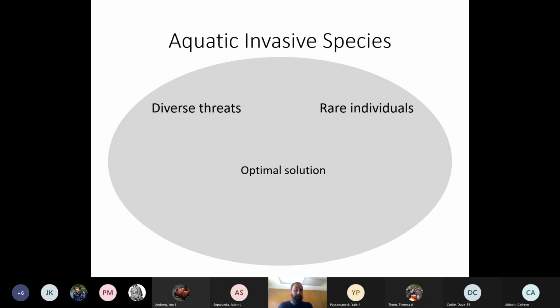An optimal solution would allow us to cover diverse threats with the same sensitivity that we have for targeted analysis for detecting rare individuals. And so in this talk, I'm basically going to talk about how high throughput qPCR might in some cases start to approximate this optimal solution.